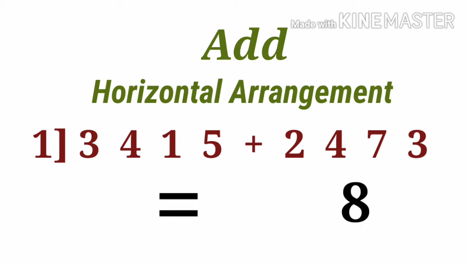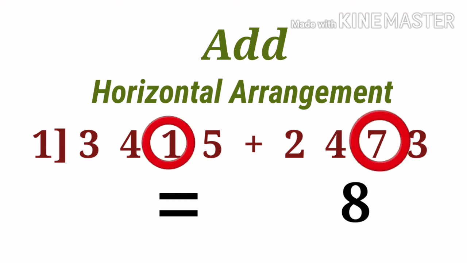Now we will add the numbers which are in tens place. Look at tens place. Which numbers are in tens place? 1 and 7. So let us add 1 and 7. What will be the answer of 1 plus 7? 8. Yes, correct. Write down 8 in your answer.